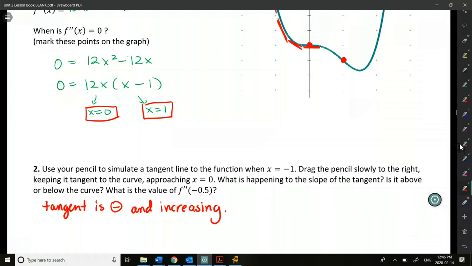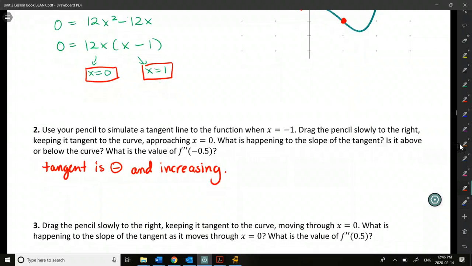Was it above or below the curve? It's below the curve.